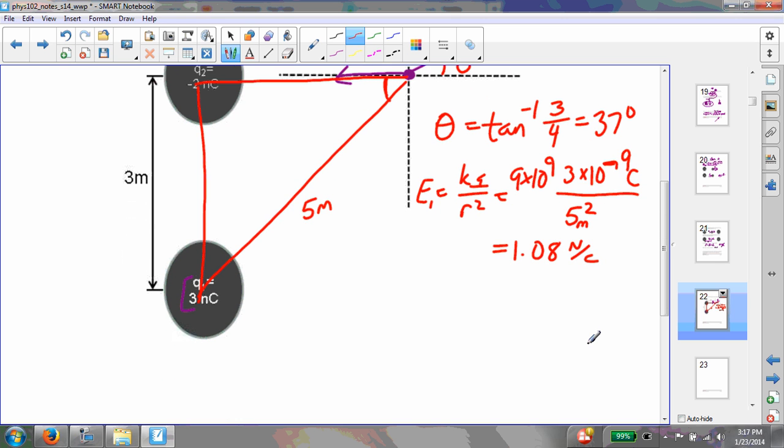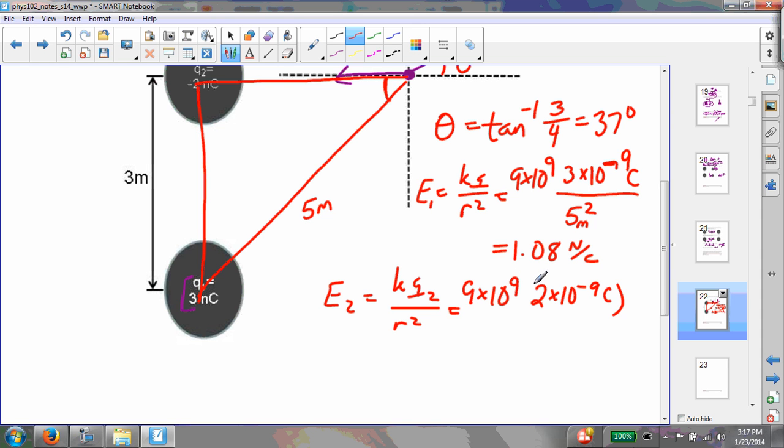Okay, now I want to find E2 as well. Same way. I'm just finding the magnitudes of the vectors. So the only way this is different from the Coulomb's law problem is because I'm using this different way of finding the magnitude of the vectors. Q2 was 2 nanocoulombs, or 2 times 10 to the minus 9 coulombs, divided by R squared, just 4 meters squared. So let's see, that's 18 divided by 16, 1.125 newtons. Or excuse me, 1.125 newtons per coulomb.